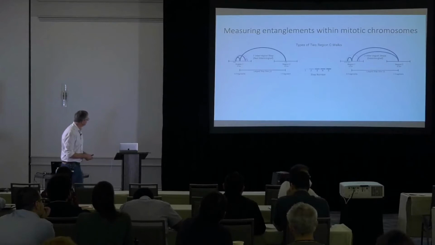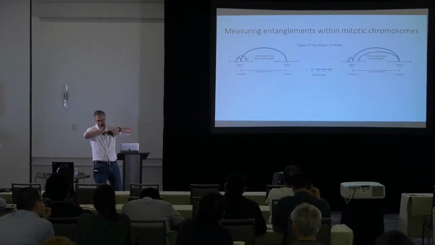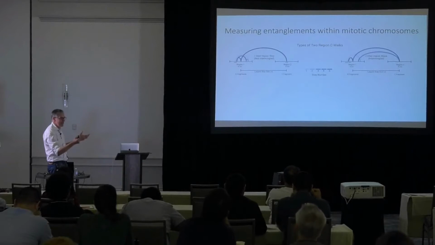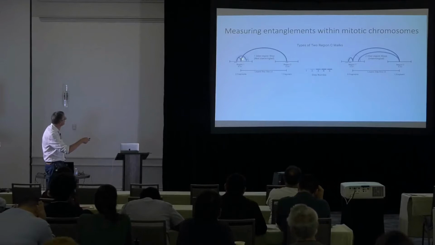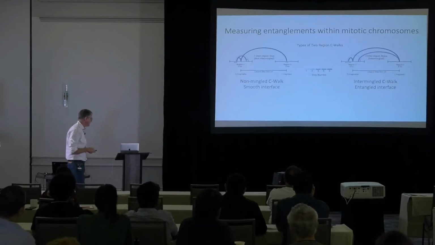And we can look at multi-contact reads that go back and forth between these two domains. And that represents data coming from a single cell in which those two distal domains happen to be interacting. Okay? So every one of these reads is a single-cell instance of a contact between two distal regions. And we can ask, okay, these two regions are interacting in that single cell. Do they cross over once or multiple times? That's basically mingled versus a smooth interface. Okay, so that's what we do.